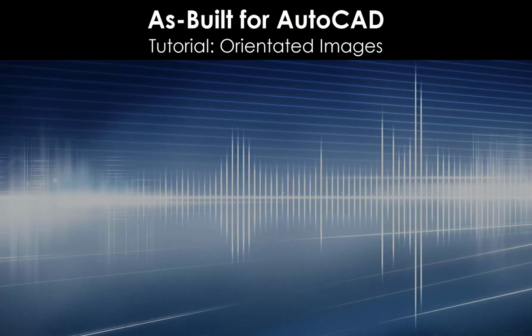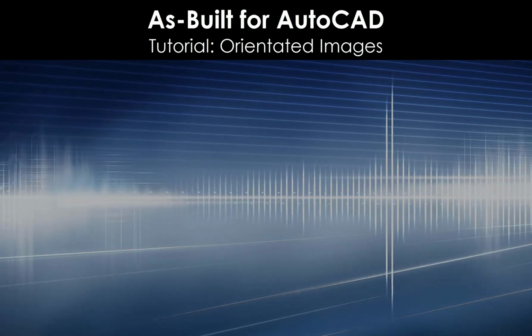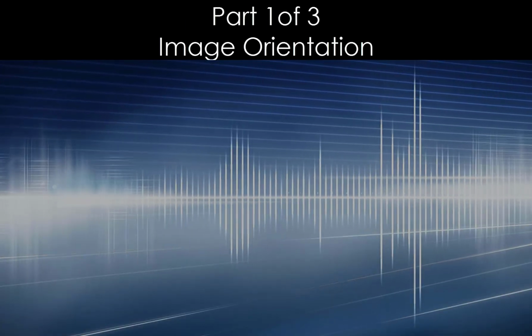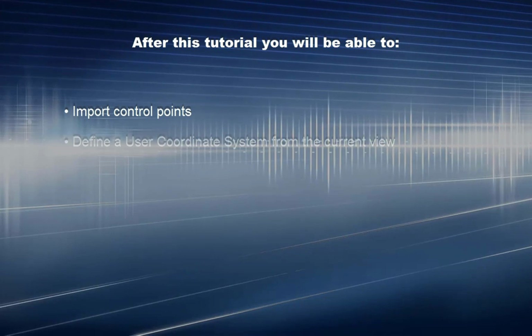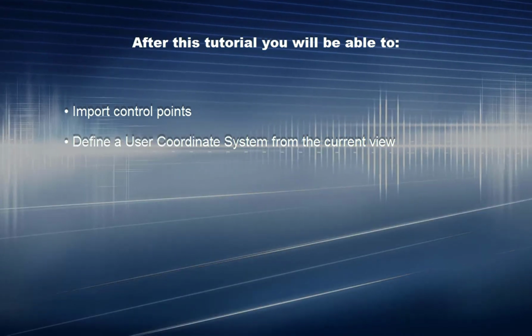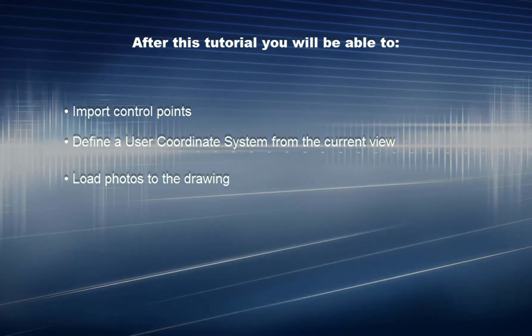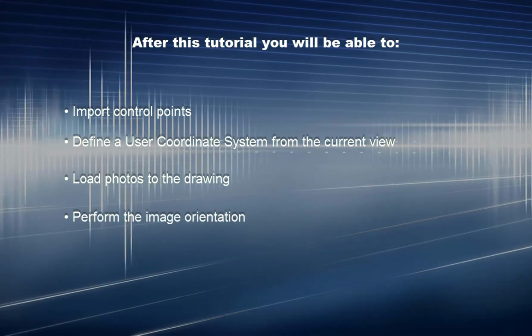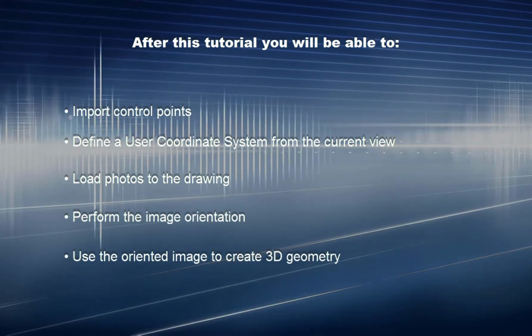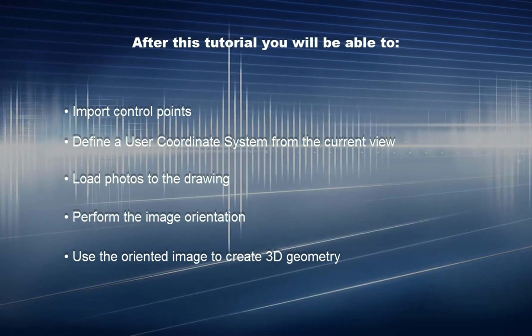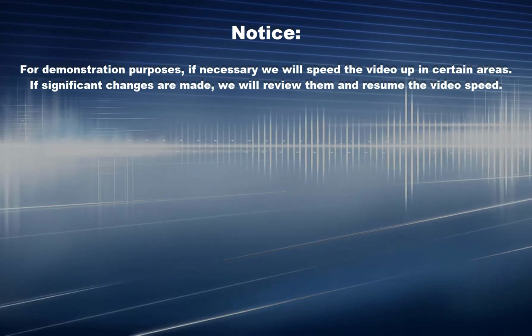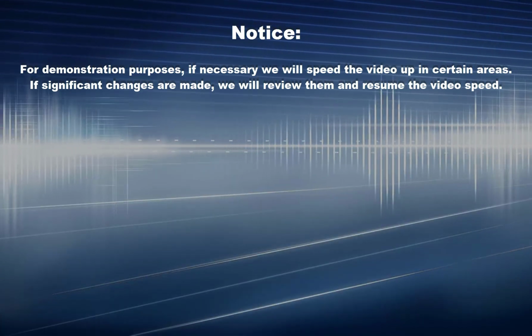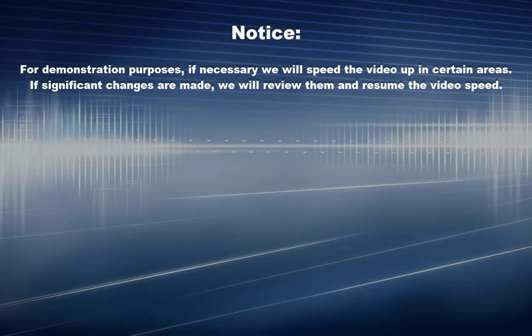As Built for AutoCAD. Tutorial Oriented Images. Part 1 of 3. Image Orientation. After this tutorial, you will be able to import control points, define a user coordinate system from the current view, load photos to the drawing, perform the image orientation, and use the oriented image to create 3D geometry. Notice, for demonstration purposes, we will speed the video up in certain areas. If significant changes are made, we will review them and resume the video speed.